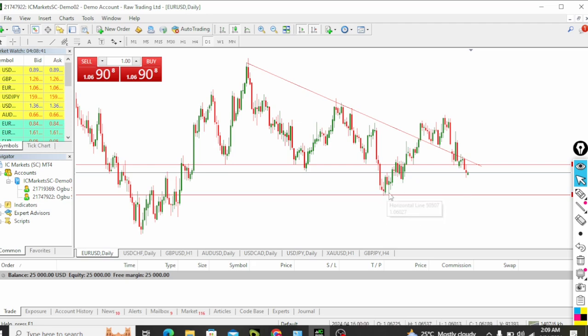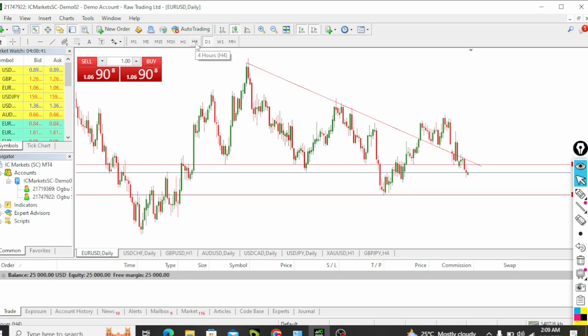So this is a support trend line. Assuming we are to take this trade on the retest of this trend line, we expect it to move all the way down to here. That means you should be able to make a good number of profits by the time you take your profit at the base of this trend and this support level.